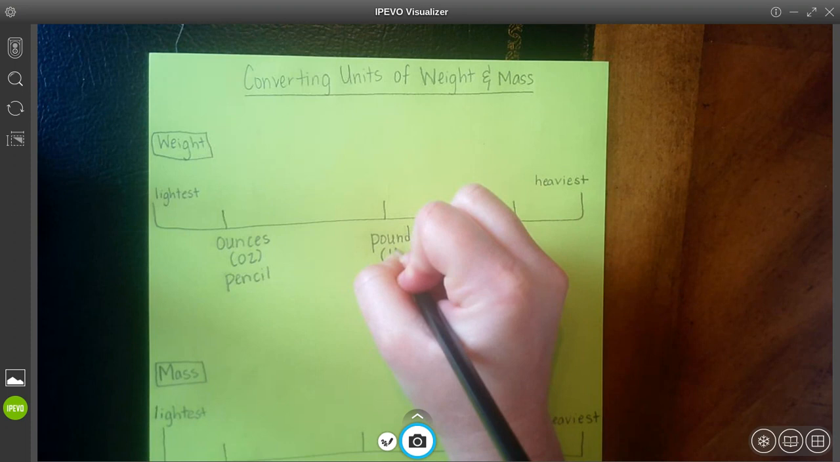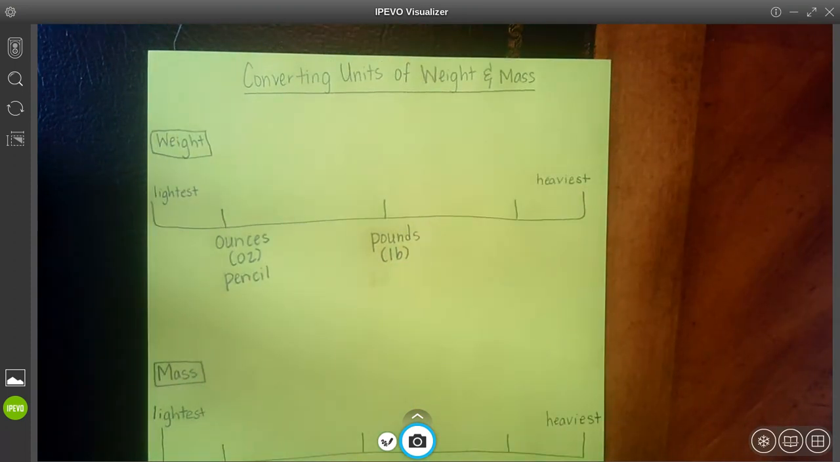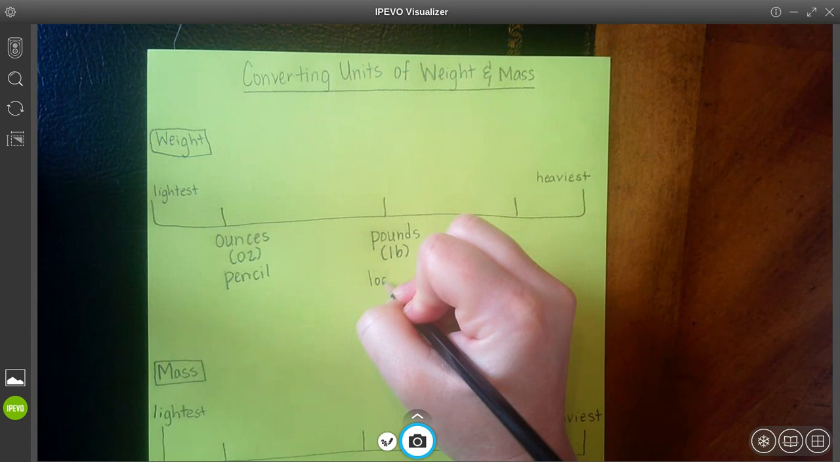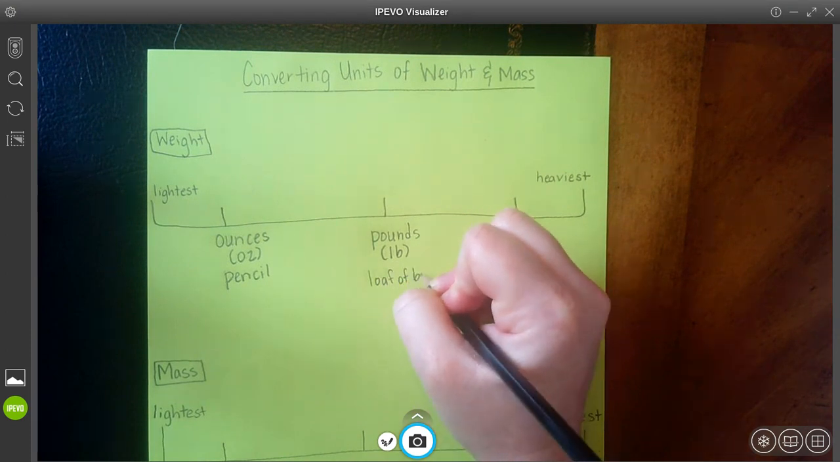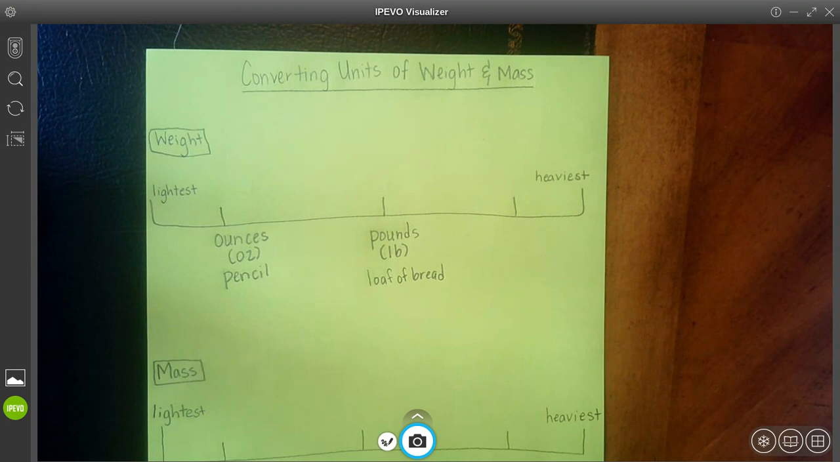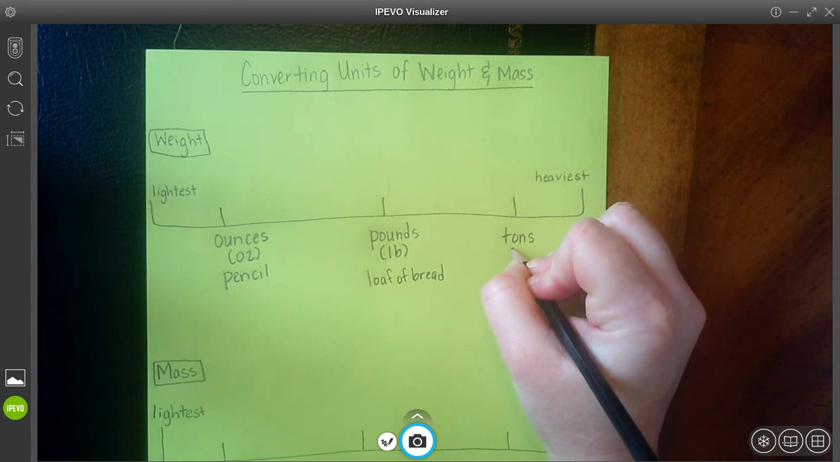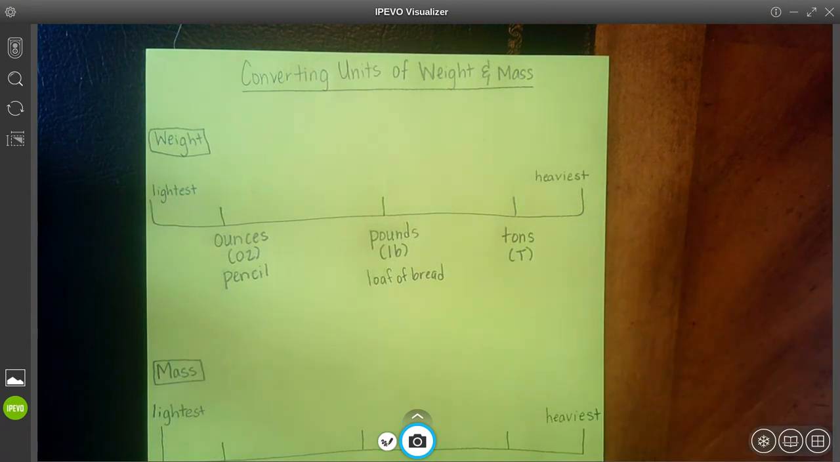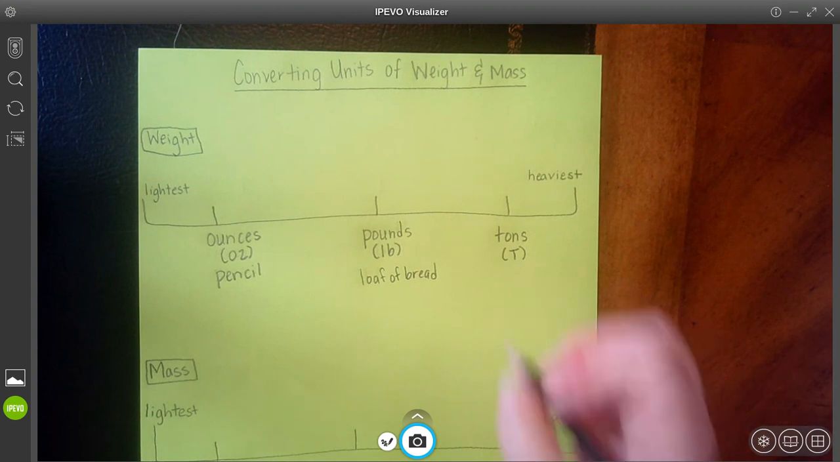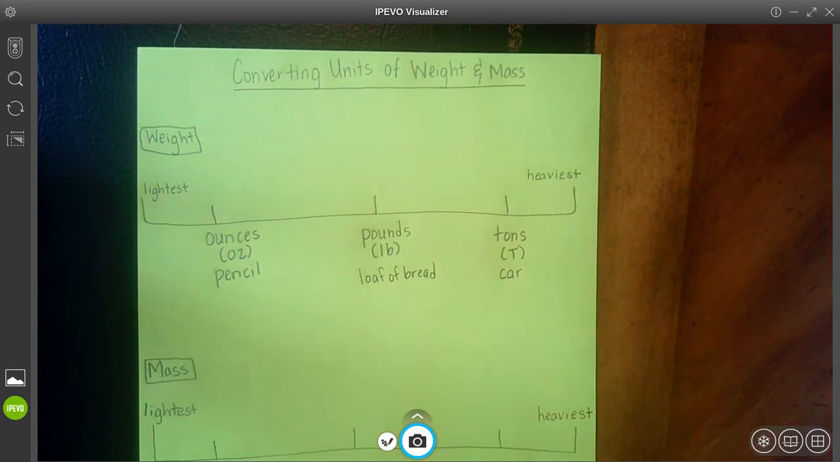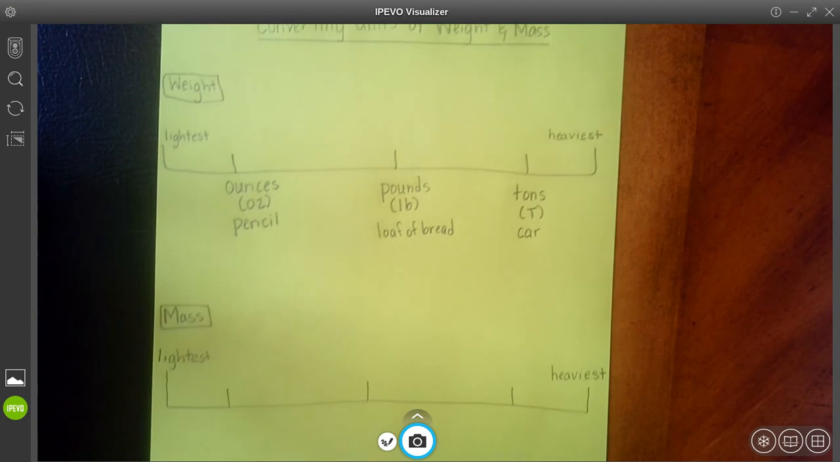The next unit is pounds. Pounds is abbreviated LB. When I think of pounds, I think of a loaf of bread, maybe a chicken, a baseball, something like that, okay? And then the heaviest is tons. Now that is a really big unit, okay? It's even with a capital T. When I think of a ton, I think of maybe a car, a boat, a truck, a whale, an elephant, something very large.